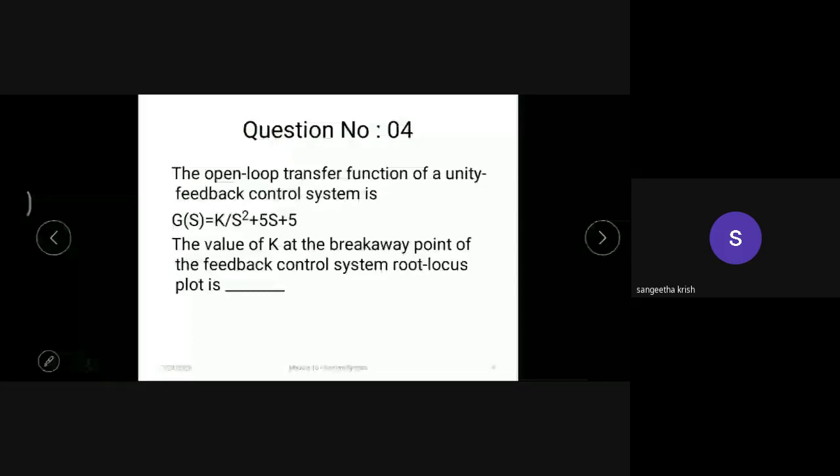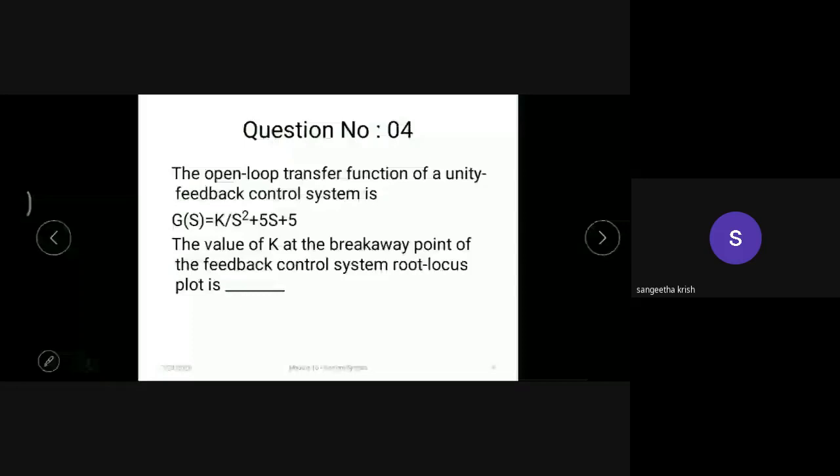Okay, and there are two more problems we are going to discuss based on the breakaway point. Just look into these questions thoroughly. The open loop transfer function is given, which has unity feedback. The transfer function is G of s equal to K divided by s square plus 5s plus 5. What is the value of K at the breakaway point of the feedback control system root locus plot?